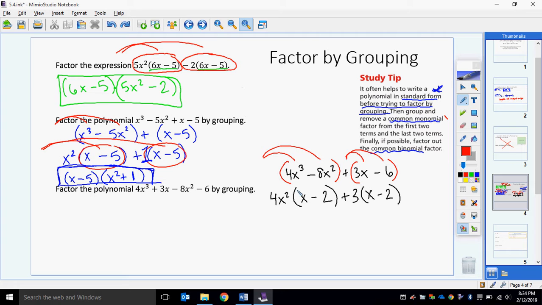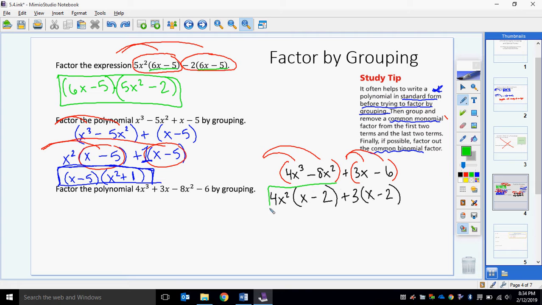Okay. Notice I didn't put addition or subtraction in between. After you factor something out, it's always connected by multiplication. I factored it out, and I multiplied it by this parentheses. I factored it out, multiplied it by this parentheses. But I can also factor once more.